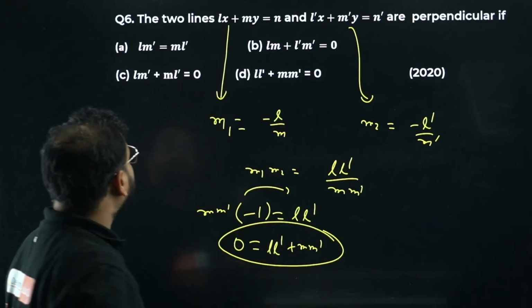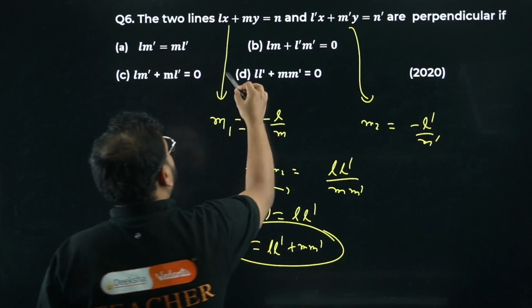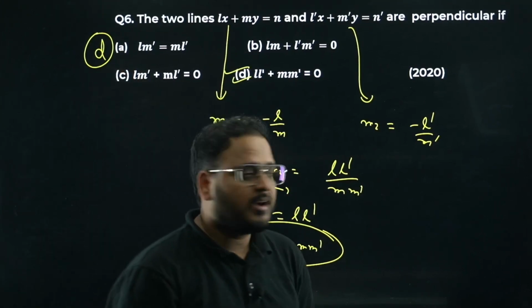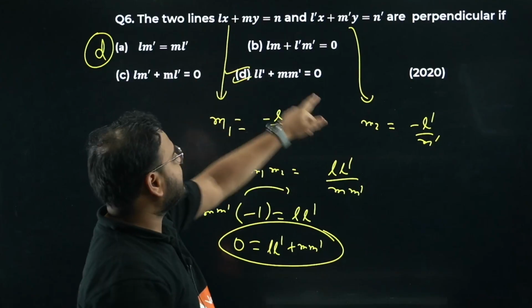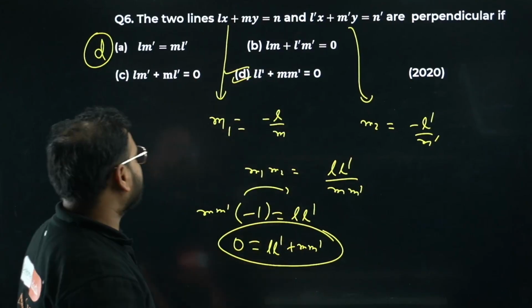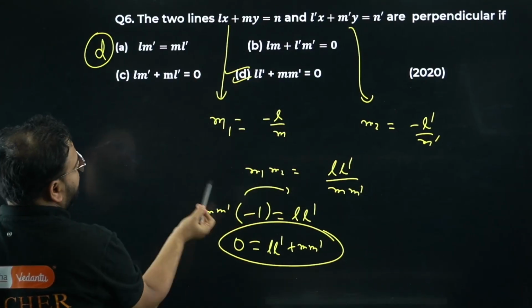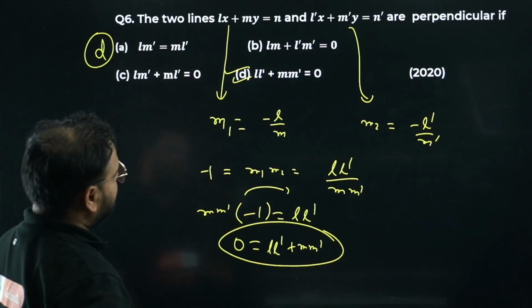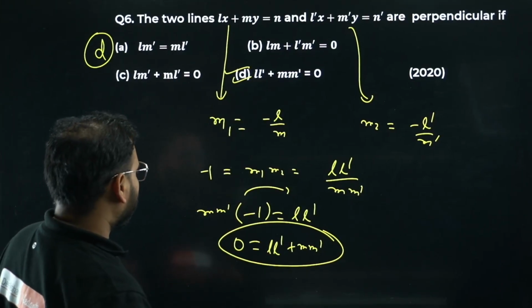Answer will be option D. Simple enough. Perpendicular, find the slope from the first and second line. Use the condition for perpendicular lines, equals to -1 we have, right? Remember this equals to -1 we have. Okay? I've taken already here -1.